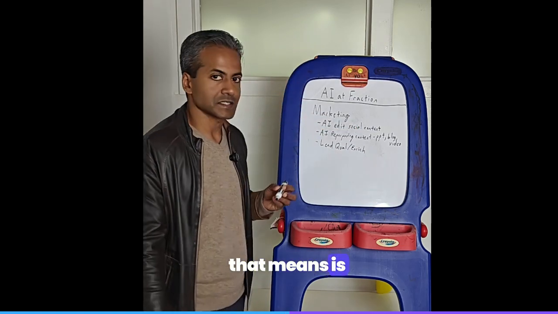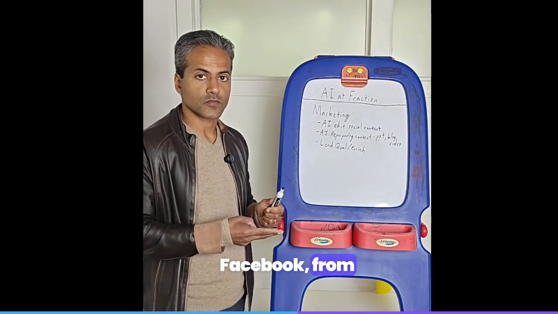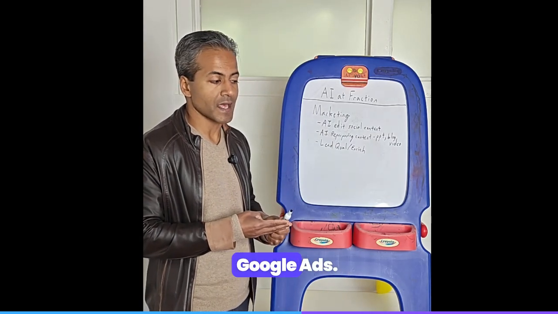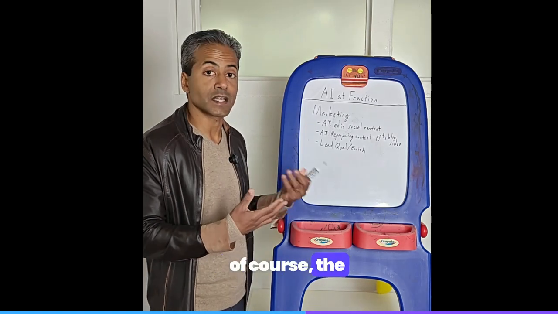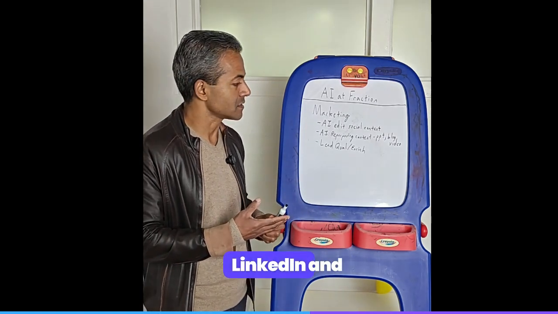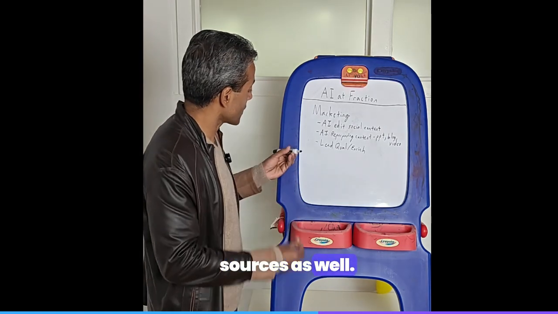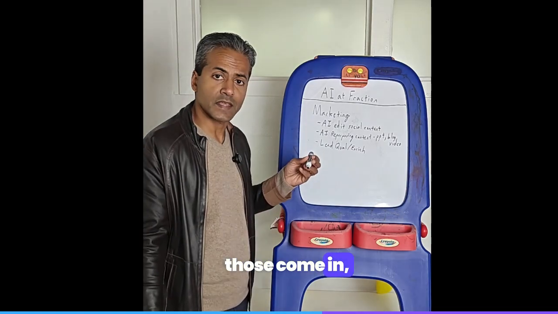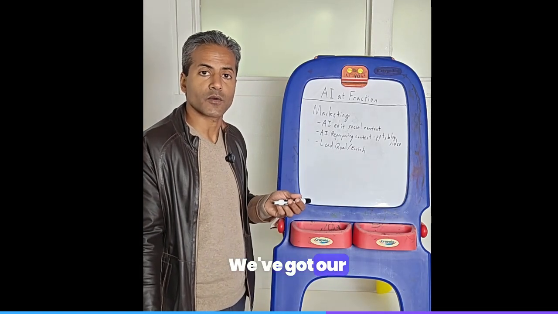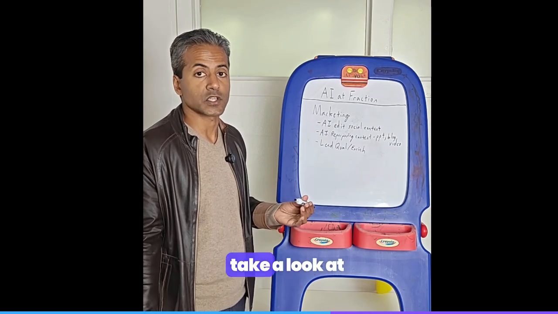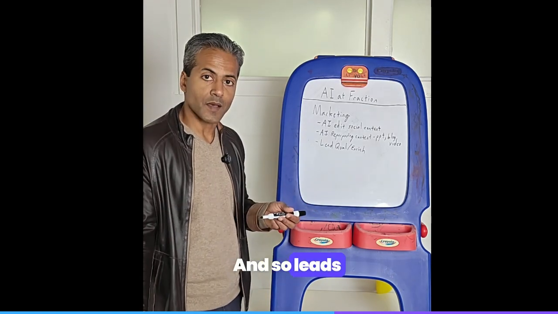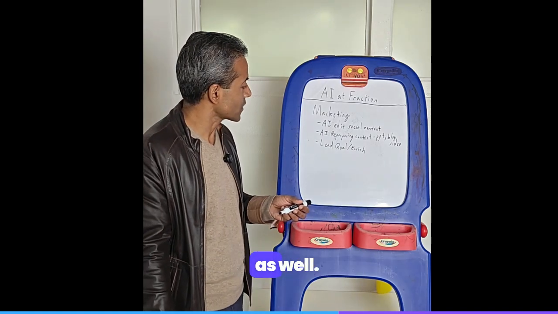And so what that means is that we're getting leads today as a business from Facebook, from Instagram. We've started up Google Ads. We still have, of course, the content that you see here on LinkedIn and other channels. And frankly, from other sources as well. A lot of those come in. They even come in from our website. We've got our portal where you can actually take a look at talent. And so leads come in organically from our website as well.